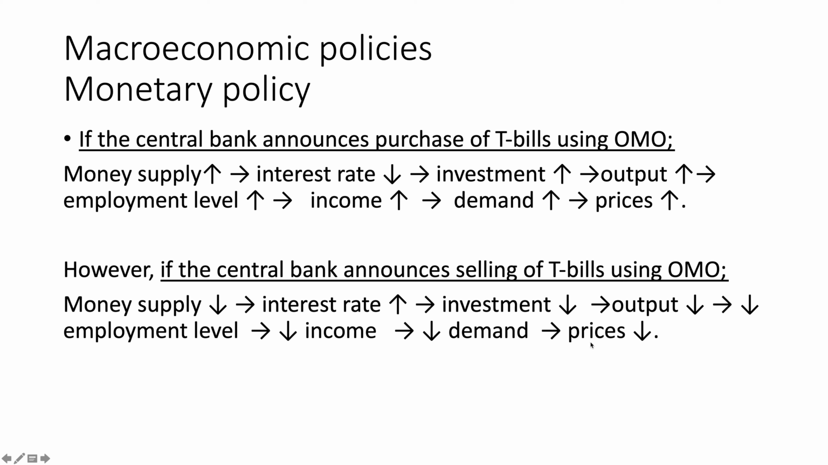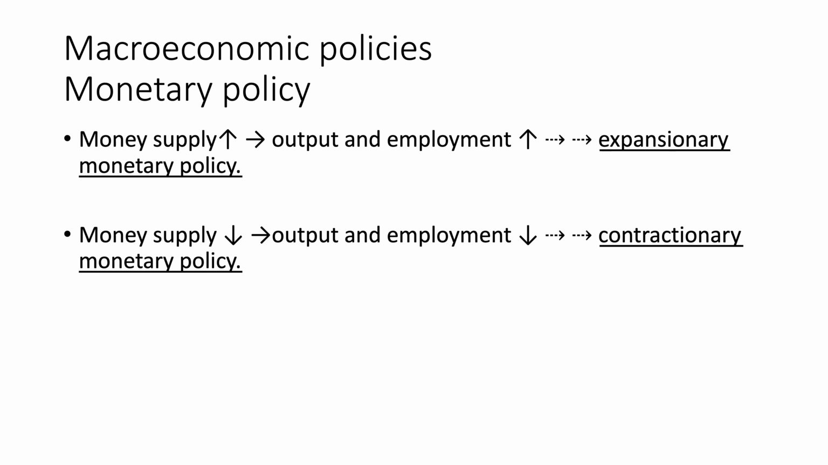So it means this time all the economic variables are showing a downward trend because the money supply in the market is reduced. Now, depending on whether the money supply increased or decreased, we are going to use the terms expansionary monetary policy and contractionary monetary policy. If the money supply is increased using open market operation, it increases the output and employment, and we call it expansionary monetary policy. However, if the money supply is reduced, which reduces the output and employment, we call it contractionary monetary policy.